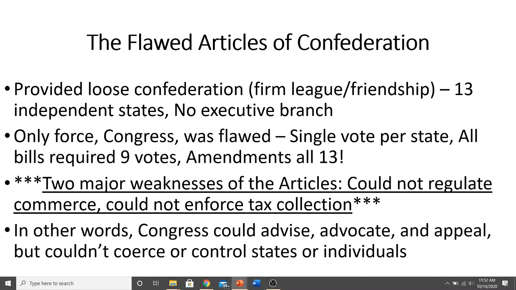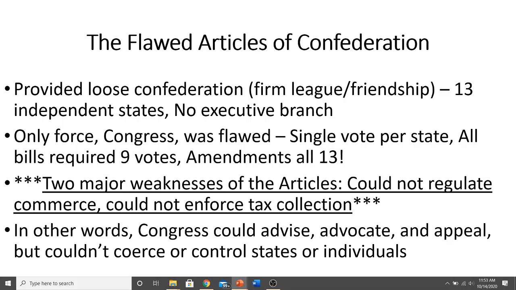And that's because the second major weakness is they could not enforce tax collection. Taxes were supposed to be given voluntarily. Imagine someone asking you to volunteer to pay your taxes. I can almost guarantee you the vast majority of us would not pay taxes if it was on a voluntary basis. And so without being able to collect taxes, they couldn't have a significant army or navy, and thus any enforcement and protection fell upon the states to handle, which means that lack of cooperation between the states kept us from being able to do anything we really needed to. In other words, Congress could advise, advocate, and appeal, but they could not coerce or force or control states or individuals in any way possible.